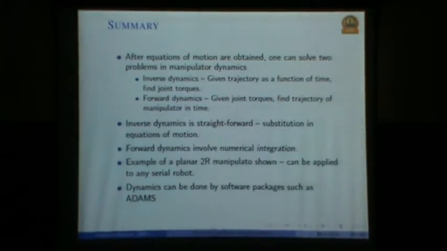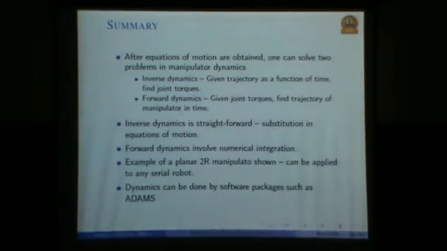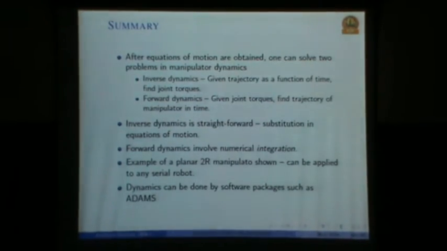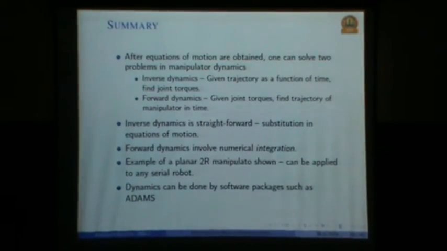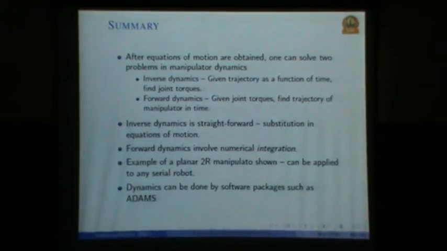There are software packages available, one called Adams. How many of you have heard of Adams? These software packages, like Adams, let you actually draw your robot. You can specify that this is the material, this is the geometry, and then you can ask it to simulate.